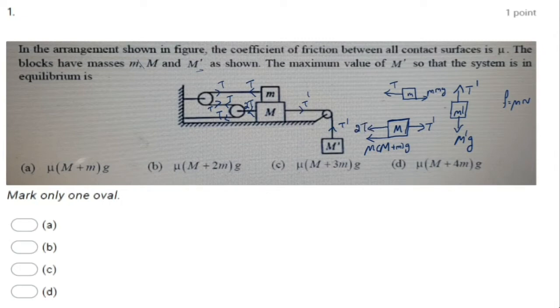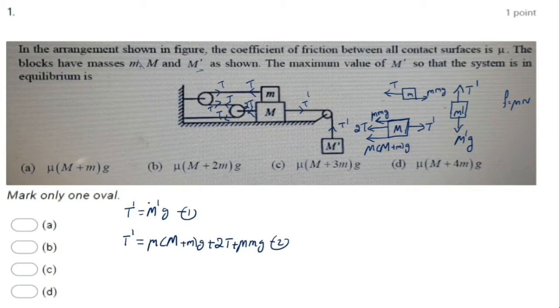Now there is mu mg acting on m. According to Newton's third law, an equal and opposite force acts on M also, so towards the left there is one more force equal to mu mg. The question says the system is in equilibrium. So from the first case, T dash is equal to m dash g. This is the first equation. Next, look at block M: T dash is equal to mu into M plus m into g, plus 2T, plus mu mg. These are the forces acting towards the left. This is equation number 2.